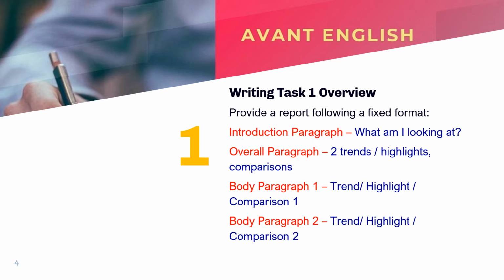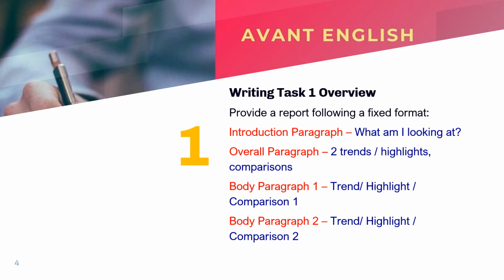First, the introduction. Answer the question, what am I looking at? Don't forget to also include how something is measured, whether it's in days or minutes or miles or dollars. Make sure it's a complete and accurate report. If there are 2 charts or 2 graphs, make sure you have 1 sentence per chart or graph making the description. After the introduction paragraph follows what we call the overall paragraph. In the overall paragraph, you want to make sure that it contains 2 trends, 2 highlights, or 2 comparisons. This is going to make up your body paragraph 1 and body paragraph 2 below.